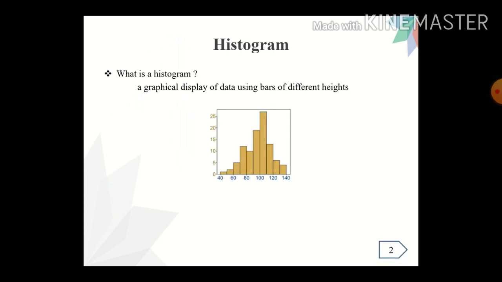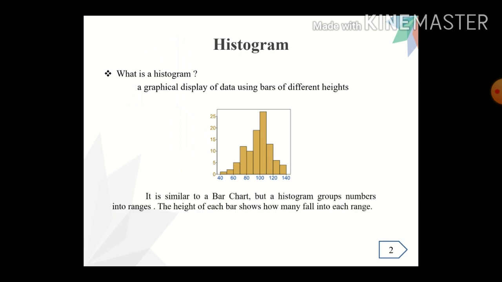Histogram. What is a histogram? A graphical display of data using bars of different height. It is similar to a bar chart, but a histogram groups numbers into ranges. The height of each bar shows how many fall into each range.